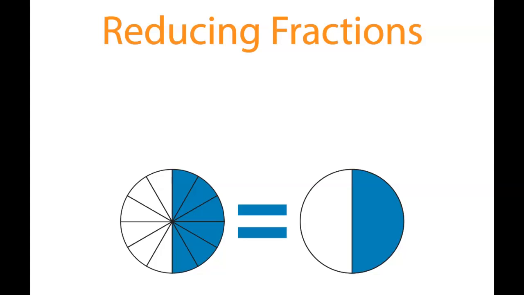Okay, for reducing fractions, we are getting right back into equivalent fractions. Why? Because when we reduce fractions, the goal is to make something equal that just happens to look a little bit different. It's going to look different, but it's going to be equal. This is going to feel a lot similar to substitution.